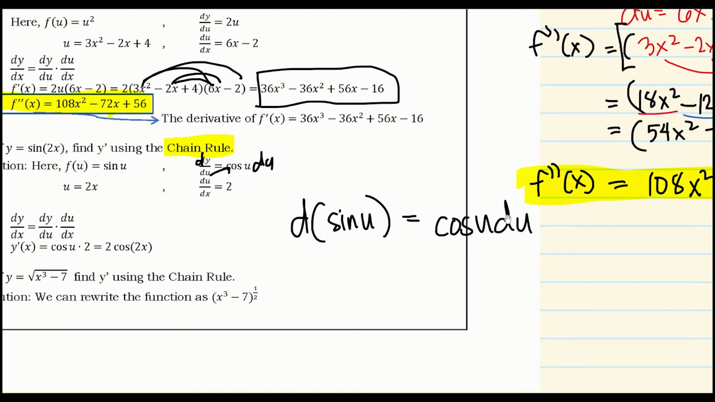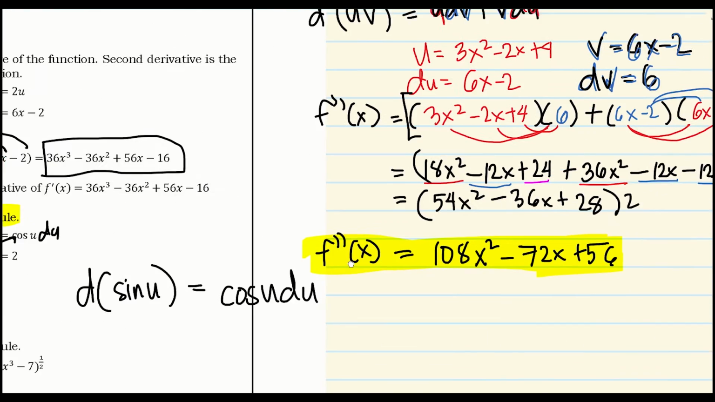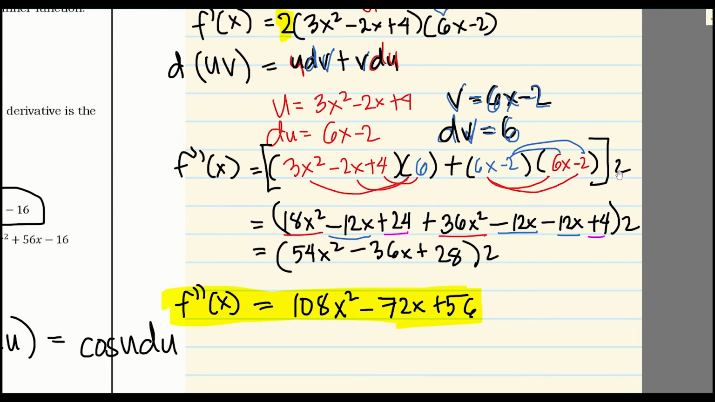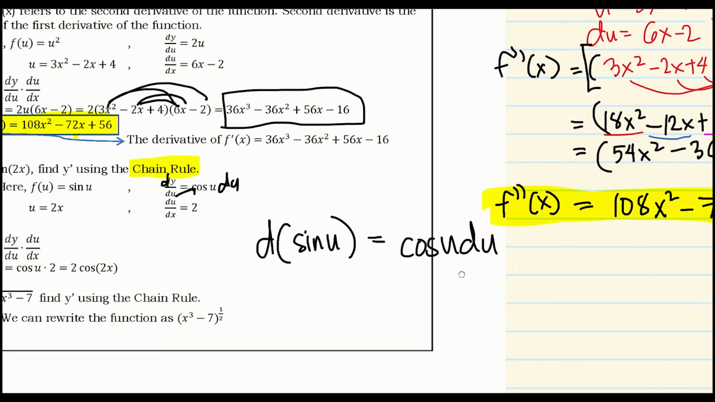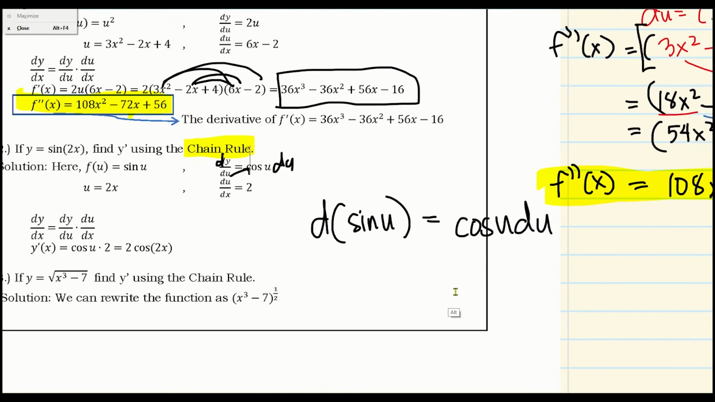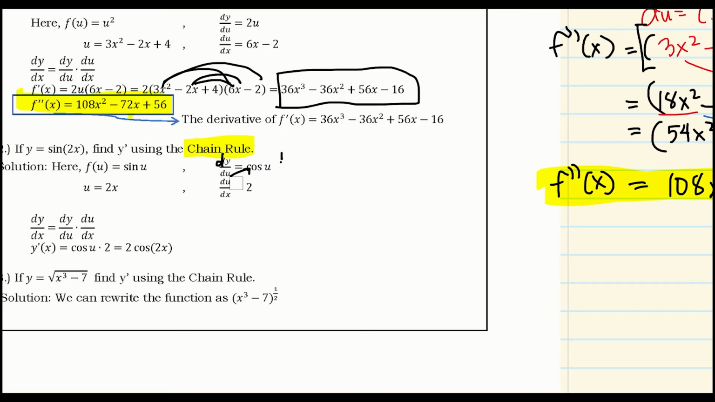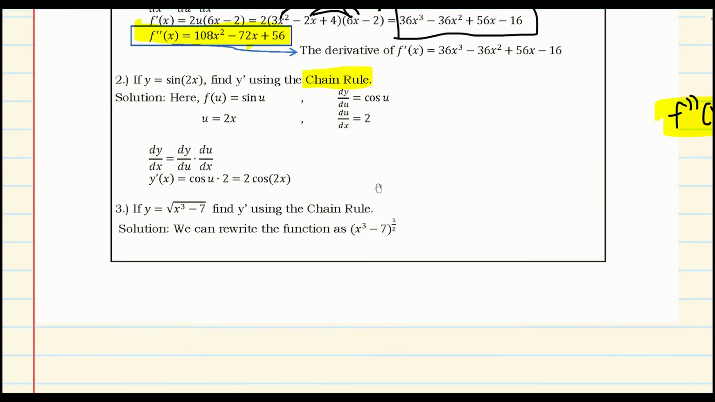Because when you forget this du, like we forgot this constant number 2 here, that will trigger many mistakes in your solution. So let's try to solve this example number 2.